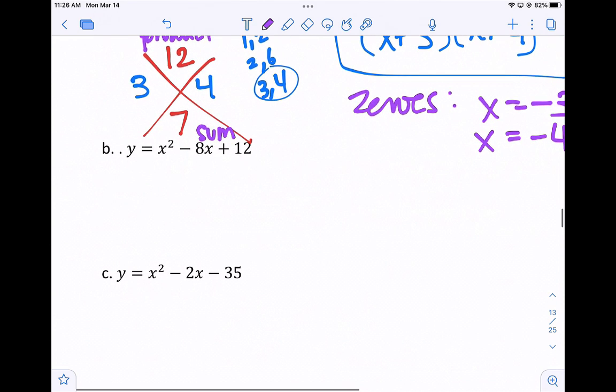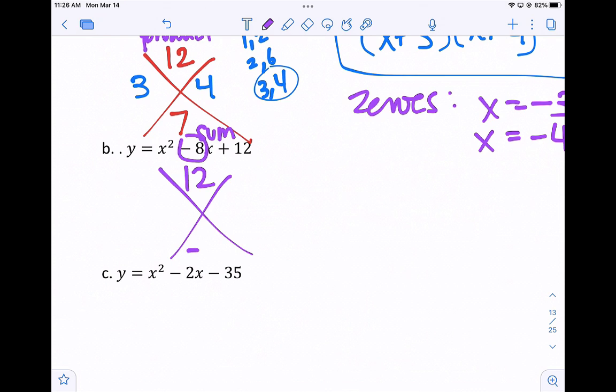All right, let's try the next one. Again, we'll make our diamond. The bottom number goes on top. The middle number next to the x goes on the bottom. And it's what multiplies to 12 that adds to negative 8.